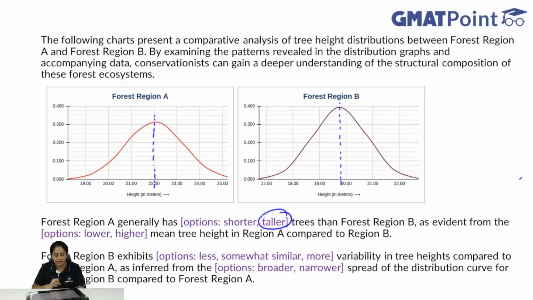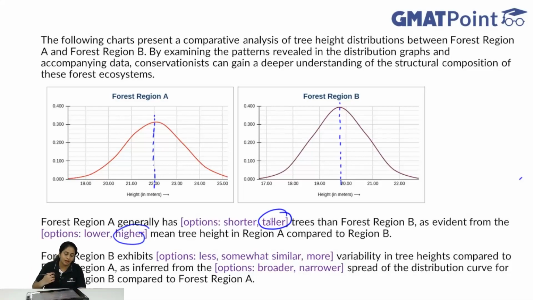So which one has the higher mean, region A or region B? Region A has the higher mean. So since it has the higher mean, that would mean that region A has taller trees than region B. The higher mean is around 22, here it is less than 20. So to complete the sentence properly, we should say that forest region A generally has taller trees than forest region B because it has a higher mean than forest region B.